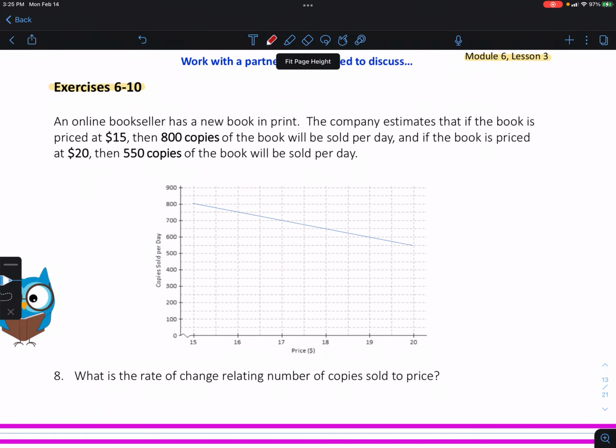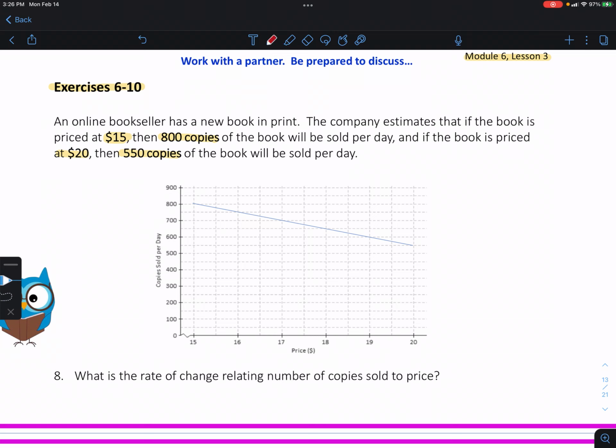If we read it, it says an online bookseller has a new book in print. The company estimates that if the book is priced at $15, then 800 copies of the book will be sold per day. If the book is priced at $20, then 550 copies of the book will be sold per day.